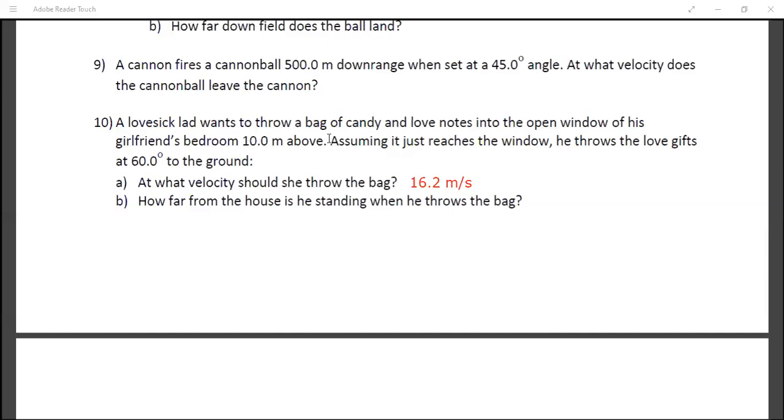Okay, so someone is throwing a bag of some articles in the open window of some person's bedroom 10 meter above the ground. Assume that it reaches the window. The object was thrown at an angle of 60 degree. So you can just consider it as the maximum height. So 10 meter will become the maximum height h. So use your h formula to get your answer.